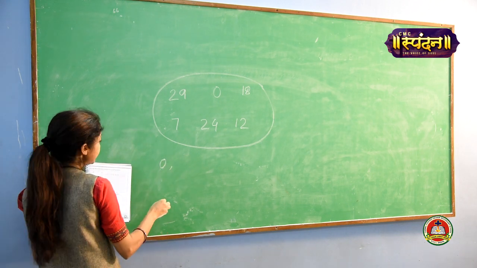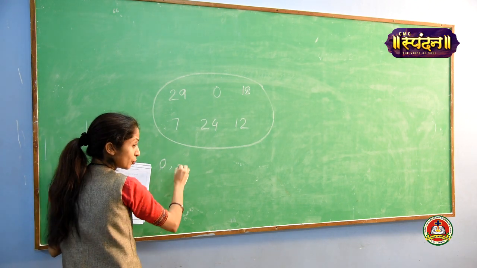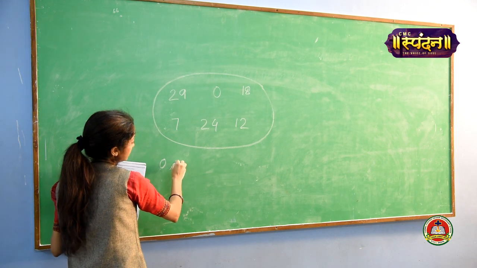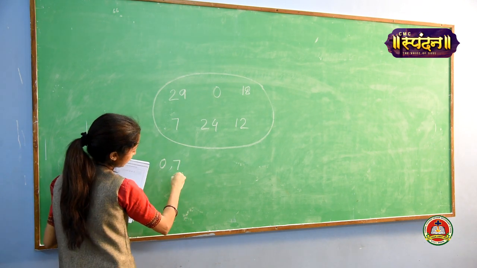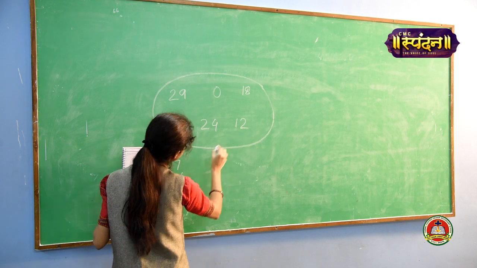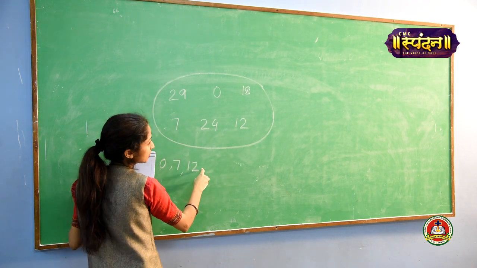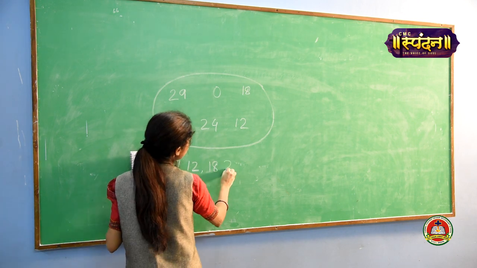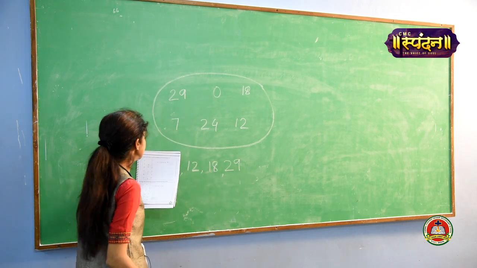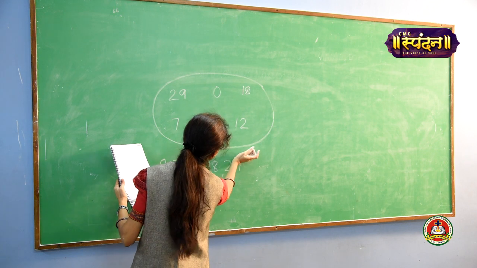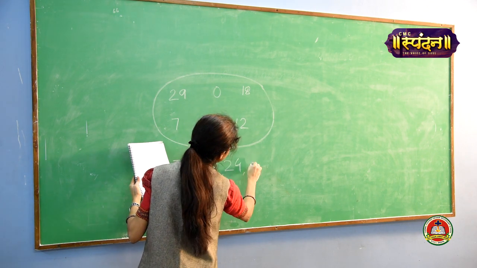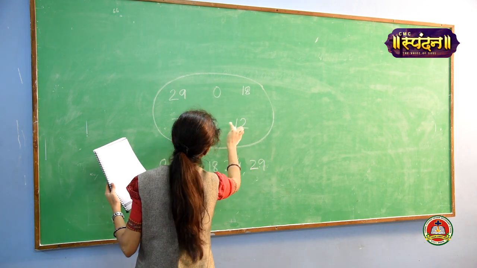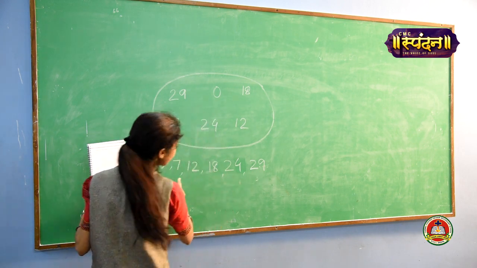0. Then next, you have to go up, then next number will be 7. After 7, which will come first? 12. After 12, which will come first? It will be 18 and then it will be 29. Okay. 24 is also there, it will be after 18: 24 and 29. 1, 2, 3, 4, 5, 6. All the 6 numbers we have written.